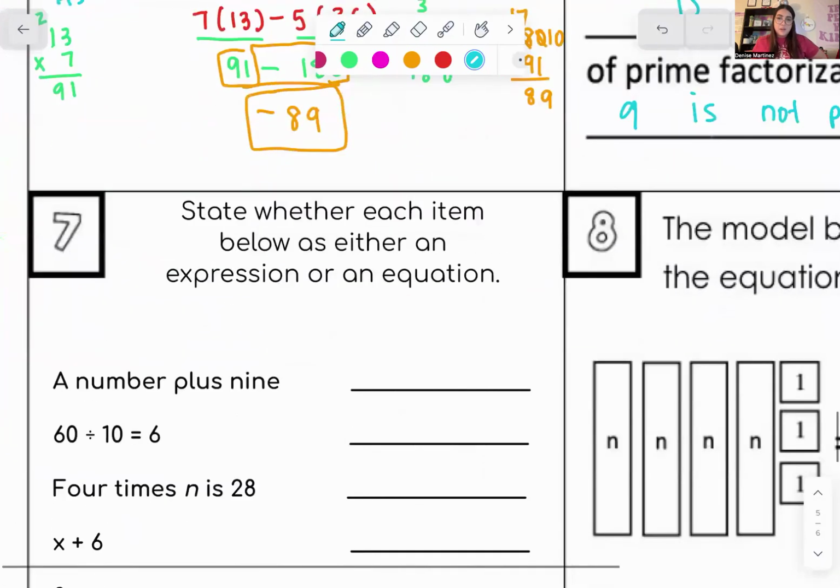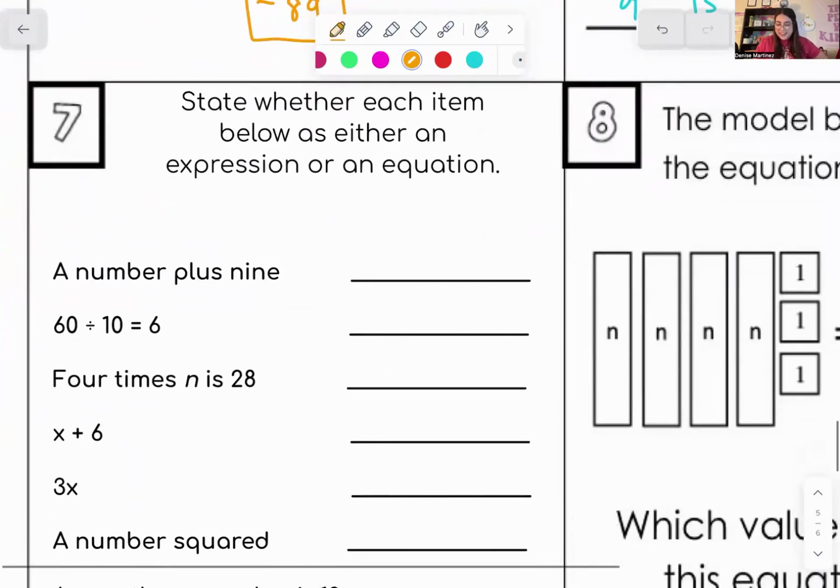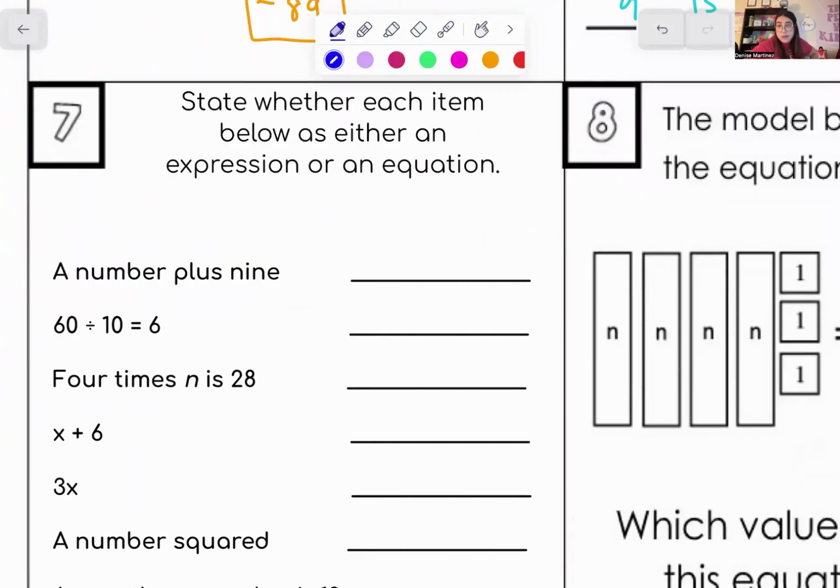Okay, almost done. So now we're comparing equations and expressions. An expression, remember, has no equal sign. None of it. No equal sign. It's just like in math, it's an incomplete sentence. It's 2 plus 2. That's it. I'm not telling you an answer.